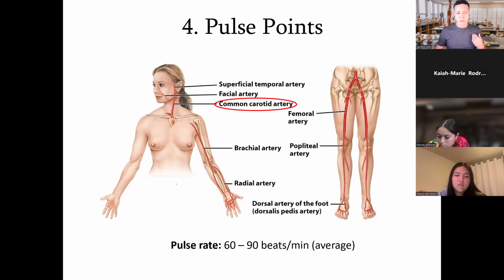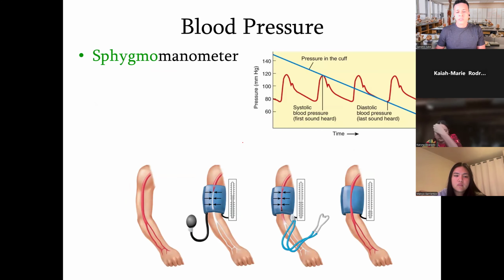Now, one of the arteries that we use to check our blood pressure is what we call the brachial artery. And we use the brachial artery with a device that is called the sphygmomanometer. Now, what is blood pressure, guys? First of all, blood pressure is the pressure that blood applies to the inner walls of the artery. So I'm going to repeat that. The blood pressure is the pressure that blood applies to the inner walls of the arteries.